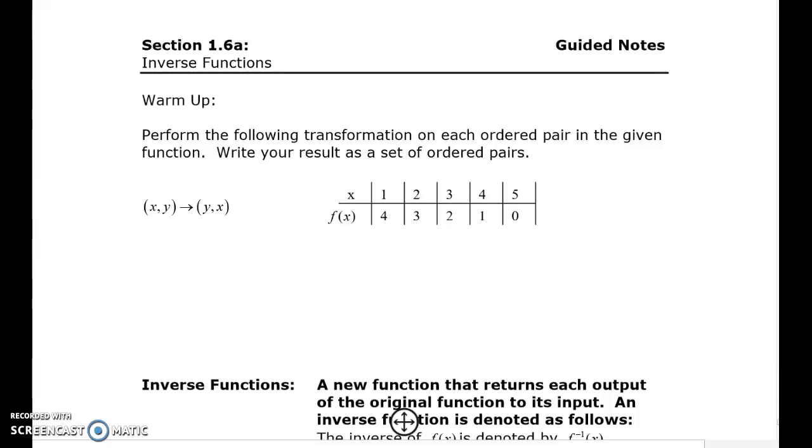Hello class, and welcome to section 1.6, inverse functions. There is a part A as well as a part B, and we will be covering both A and B in this particular YouTube video.